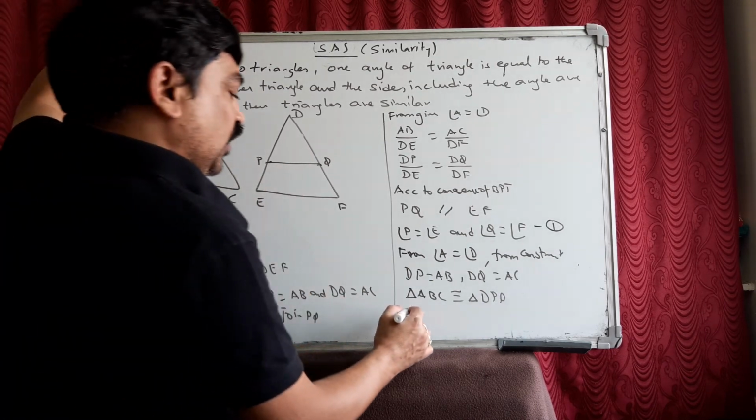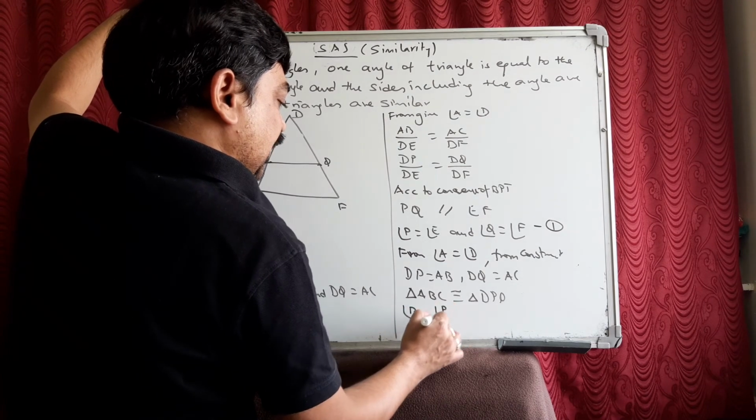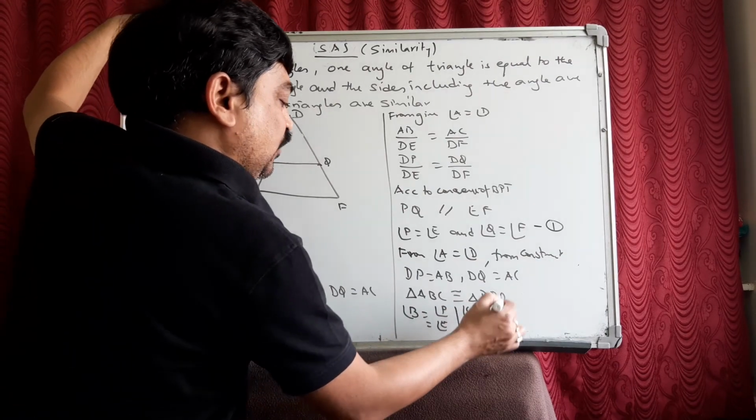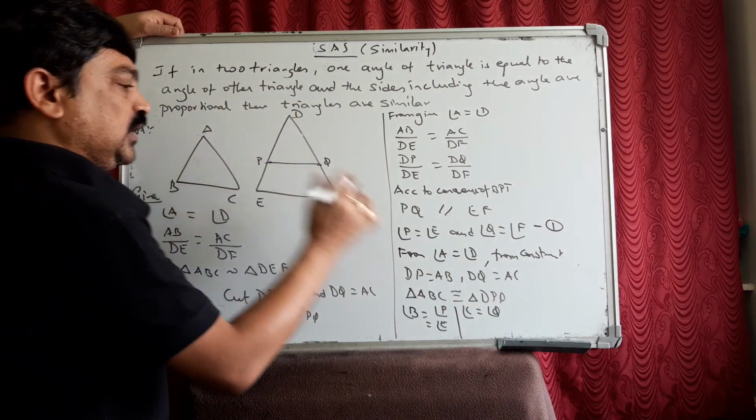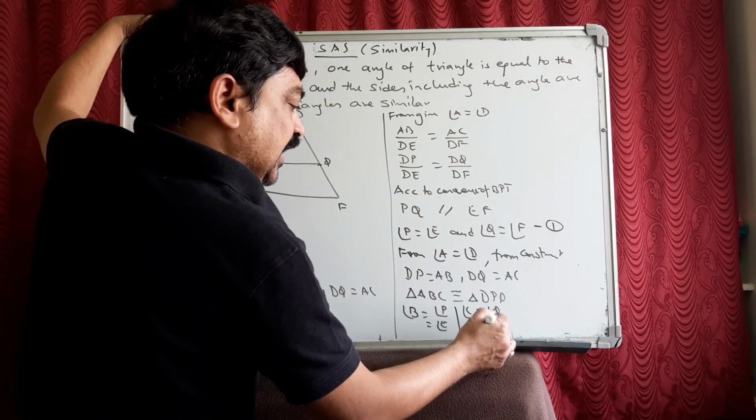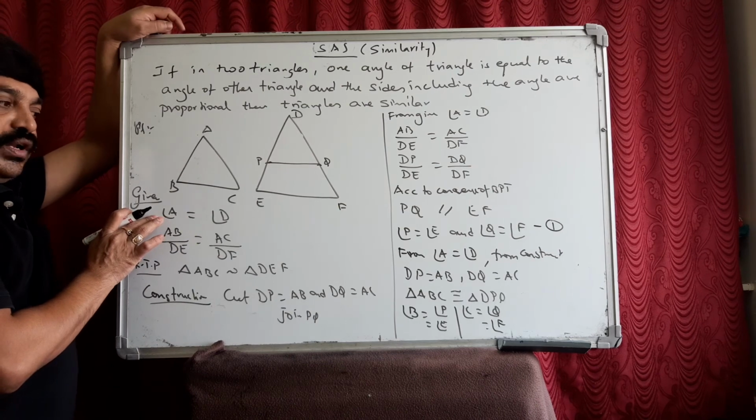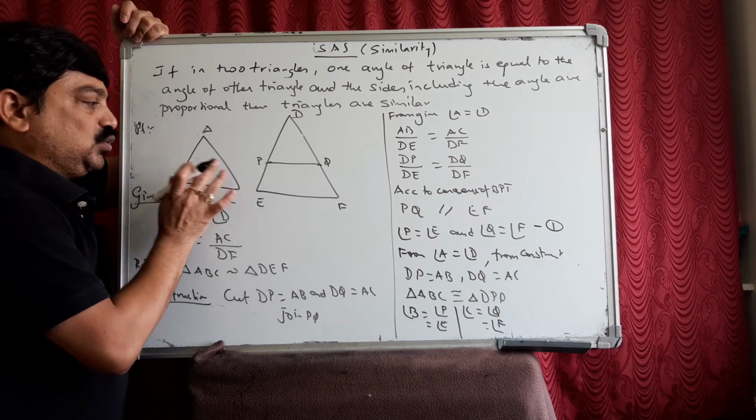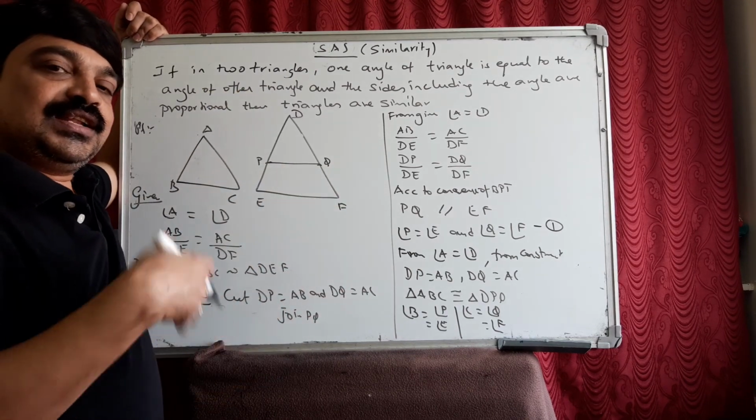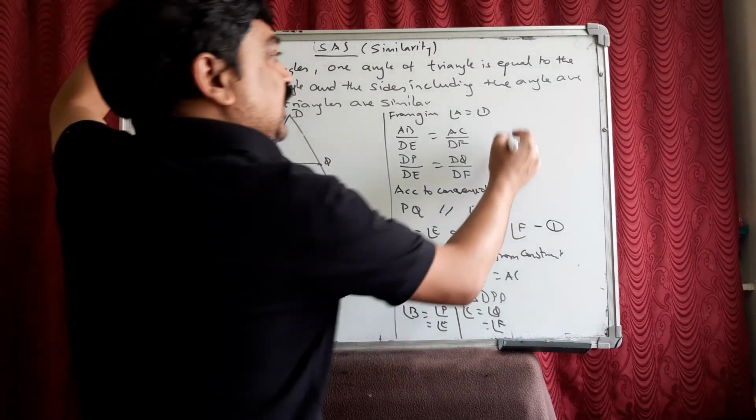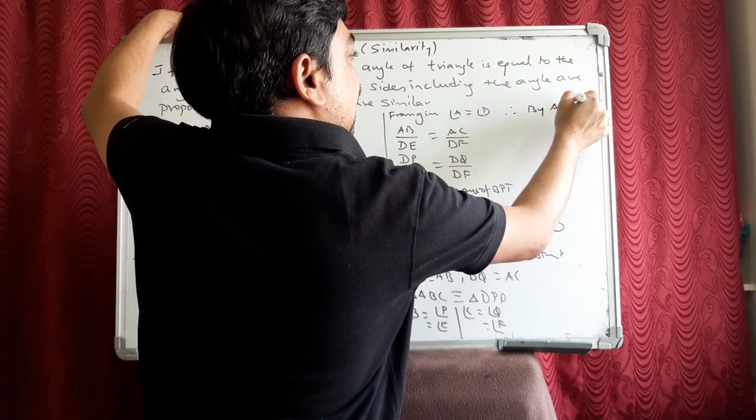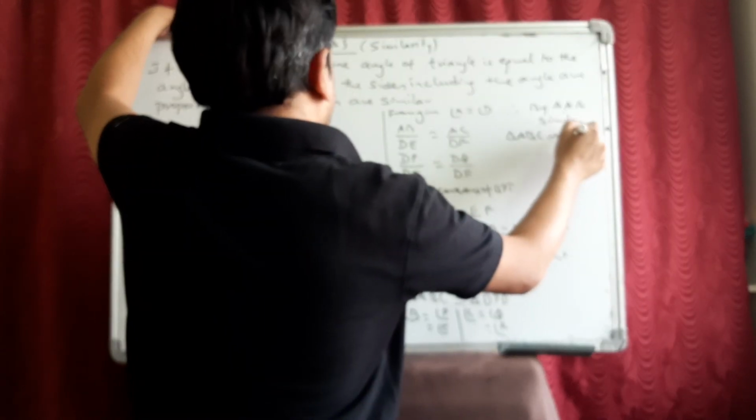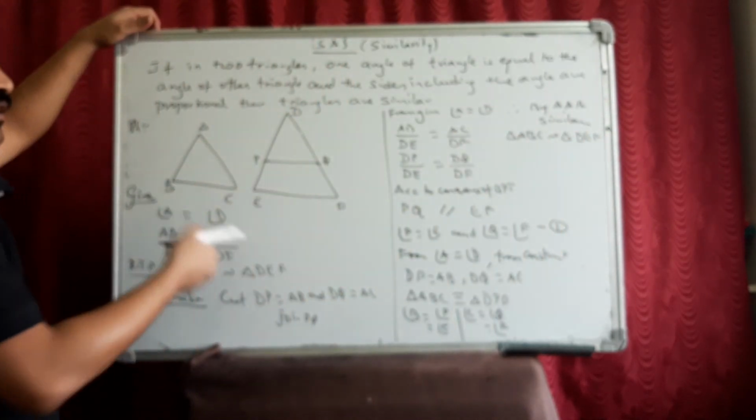When these two are congruent, angle B is equal to angle P. But we have proved that angle P is equal to angle E. Now angle C will be equal to angle Q because these two are congruent. But angle Q is equal to what we have proved? Angle F. That means one angle is equal, and we have proved that the other two angles are equal to the corresponding angles of the other triangle. Therefore by AAA similarity, triangle ABC is similar to triangle DEF. That means all the angles are equal. Alright.